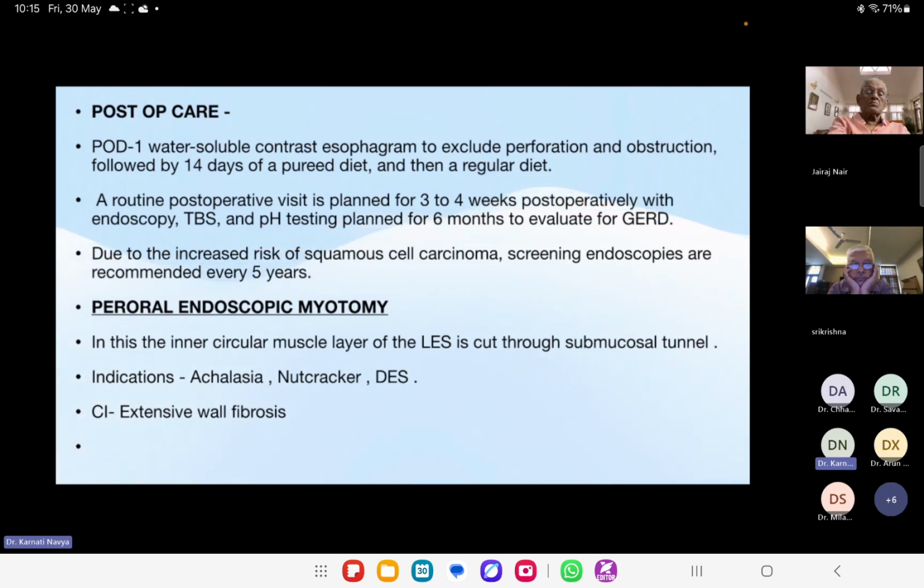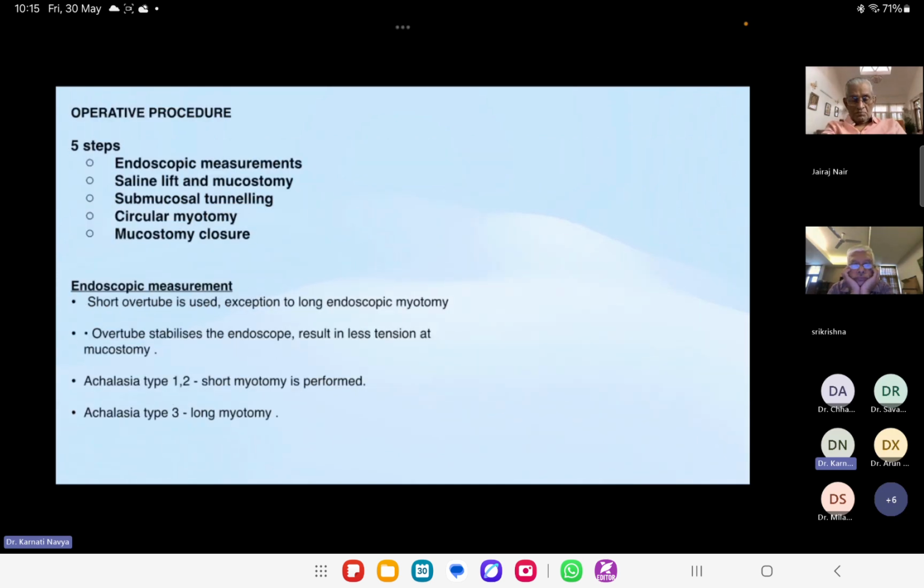The next procedure is peroral endoscopic myotomy. In this, the inner circular muscle layer of the lower esophageal sphincter is cut through a submucosal tunnel. Indications are achalasia cardia, nutcracker esophagus, and distal esophageal spasm. A contraindication is extensive fibrosis present around the esophageal wall.